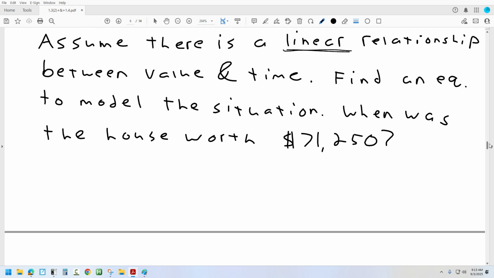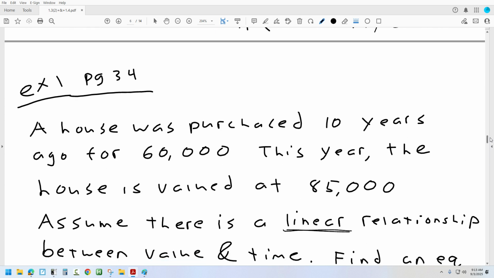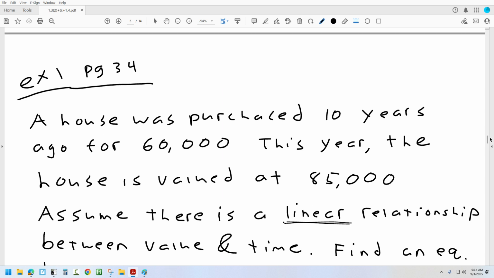Yep. So let's see if we can make a table with this information. So we've got, let's do how many years have gone by, and then the value of the house.